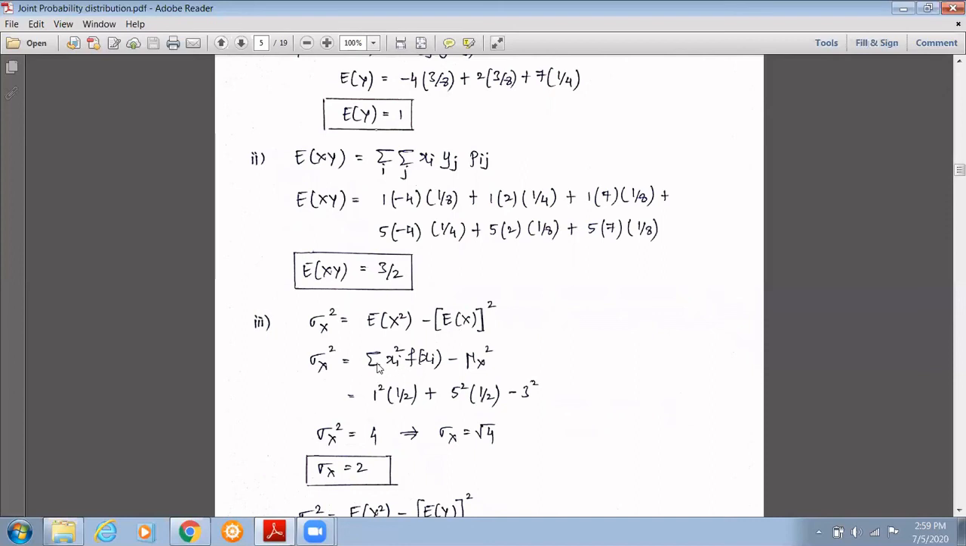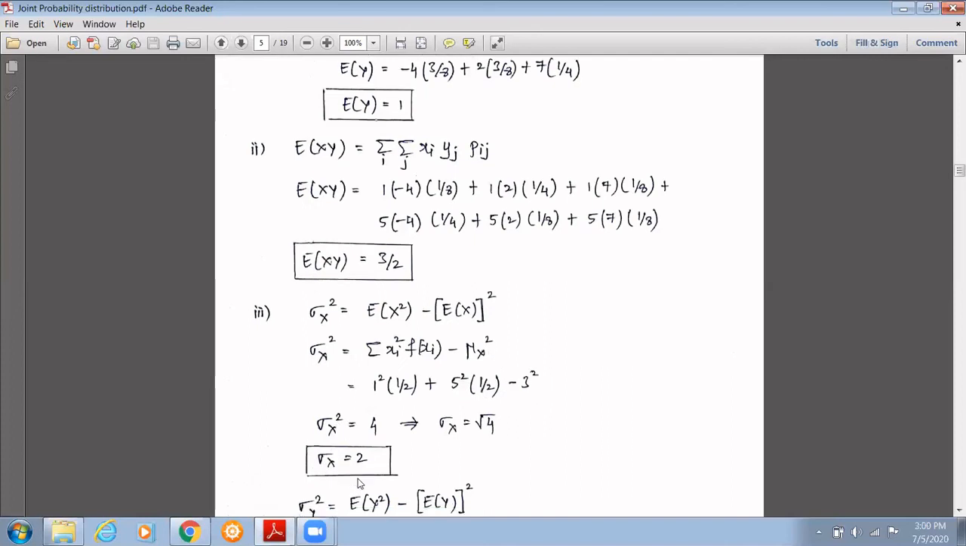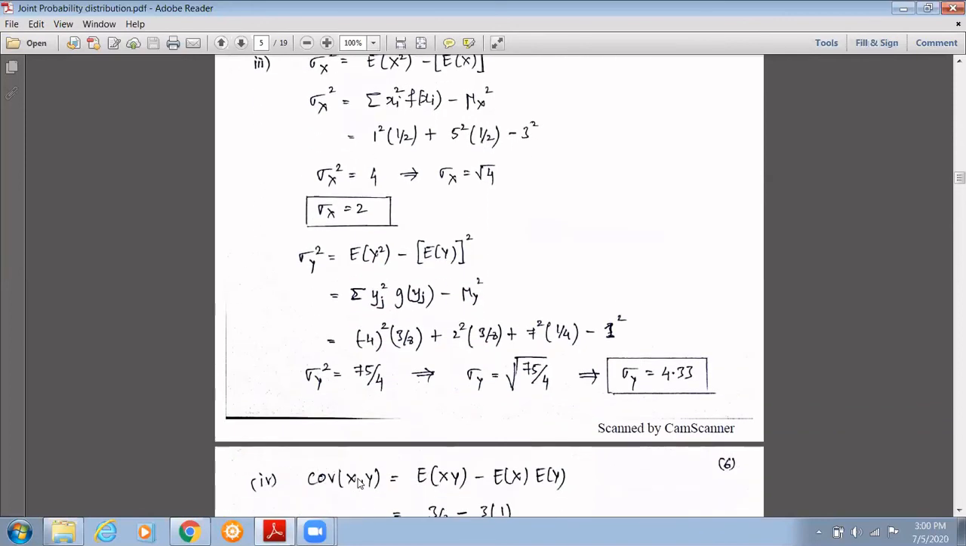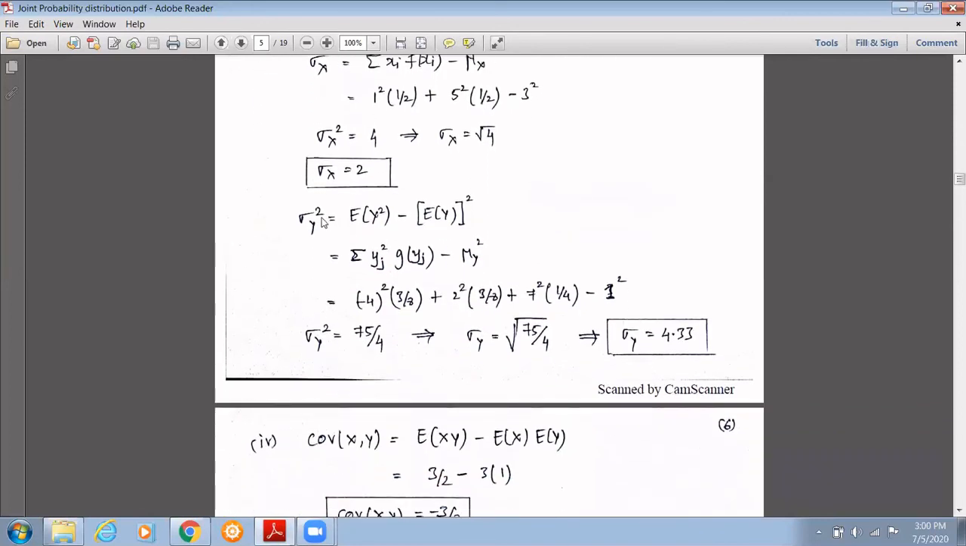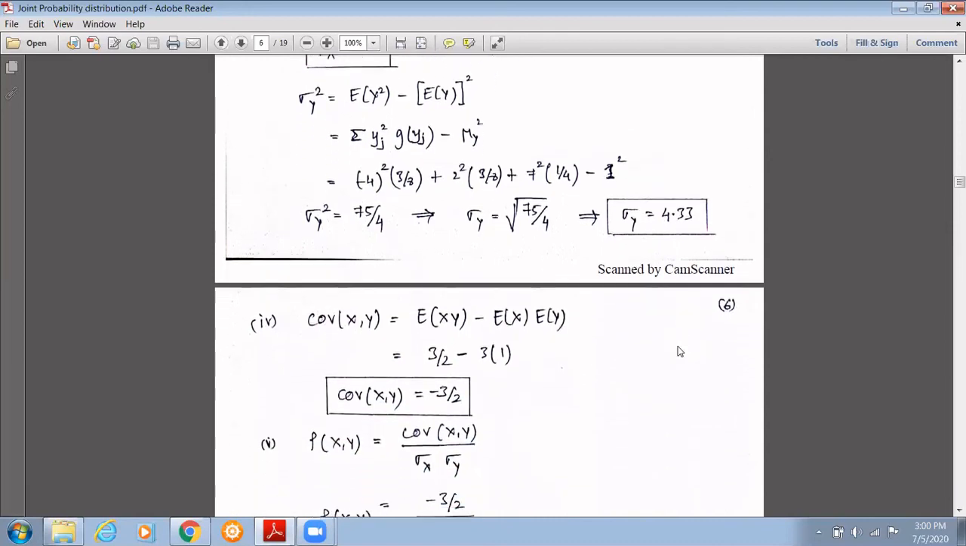Now summation xi square into f of xi. The x1 is 1. It is 1 square into 1 by 2 plus x2 square into f of x2. x2 is 5, so 5 square into 1 by 2 minus mu x square. Mu x is 3, so it is 3 square. So it is found to be sigma x is equal to 2. Next is the variance of y. Sigma y square is equal to e of y square minus e of y whole square. So when we substitute all the values in the formula and simplify, we get sigma y is equal to 4.33.